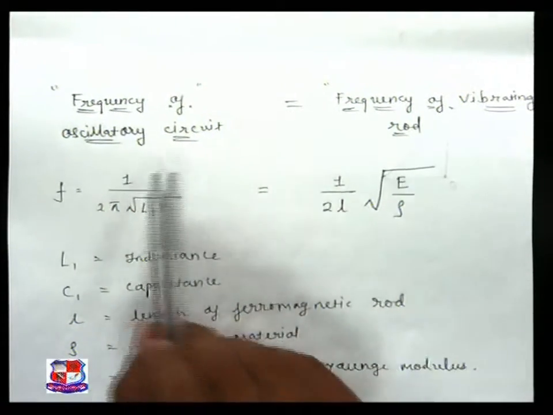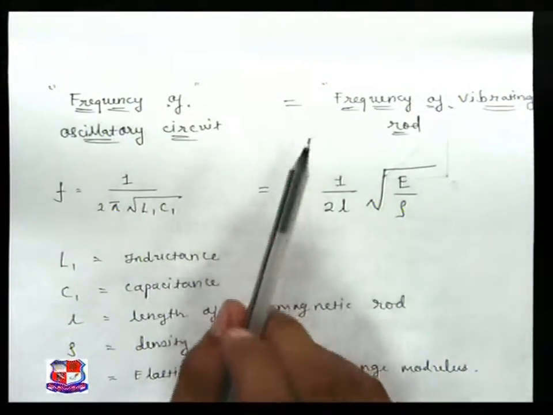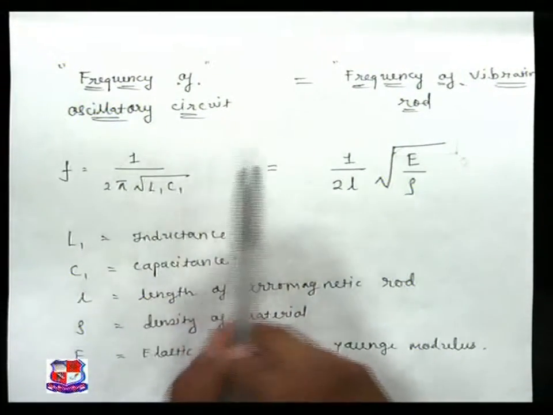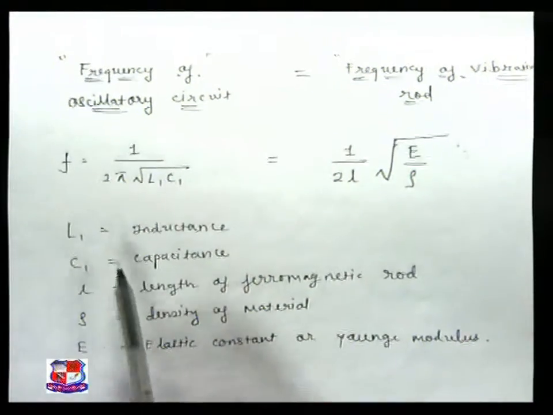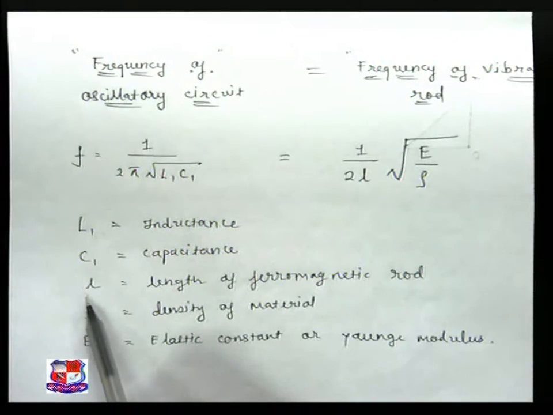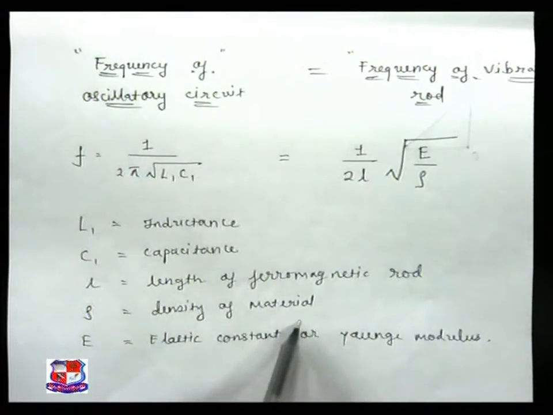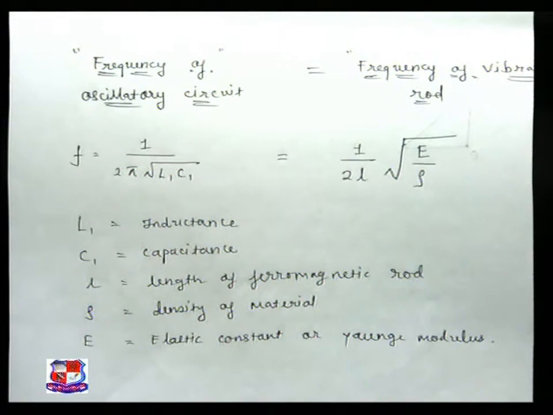And when both equations are equal to each other, the rod will vibrate longitudinally with high amplitude and produce ultrasonic waves. Here L is the inductance, C is the capacitance, l is the length of the ferromagnetic rod, rho is the density of the material, and E is the elastic constant or Young's modulus.